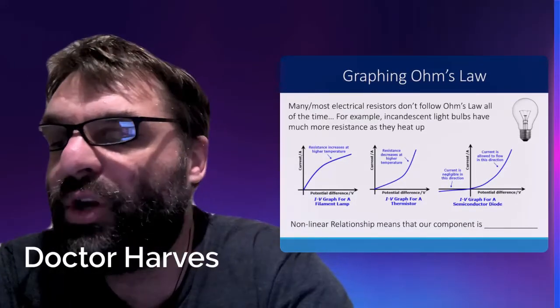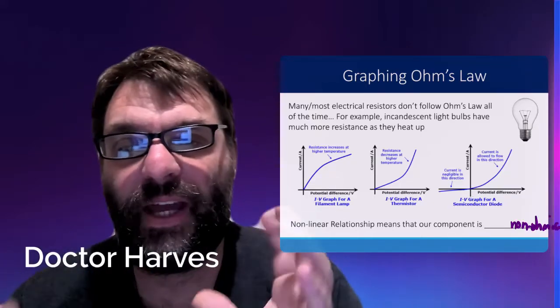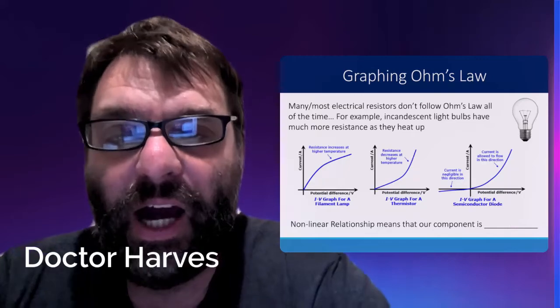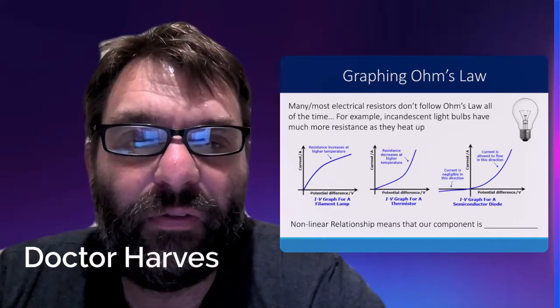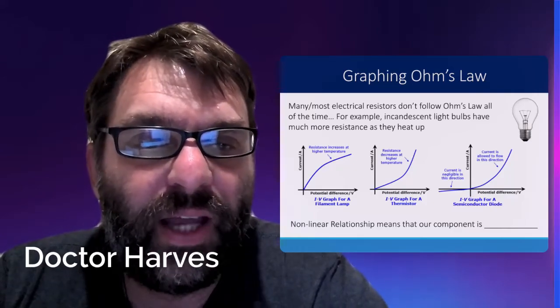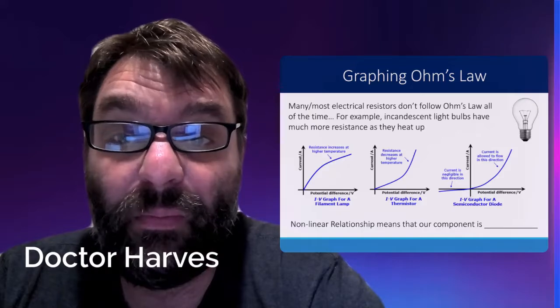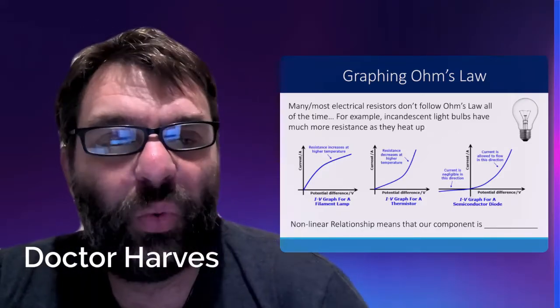We also have non-ohmic resistors like incandescent lights, because the filament actually heats up and the resistance increases. Okay, those are examples there of 3 different components which are non-ohmic: filament lamps, thermistors, and semiconducting diodes, which we'll look at in more detail in the rest of the course. And these are components which are non-ohmic.